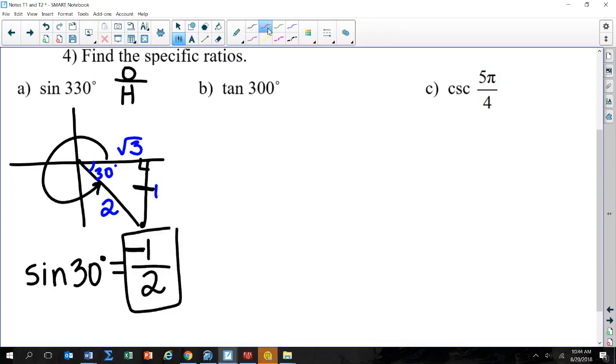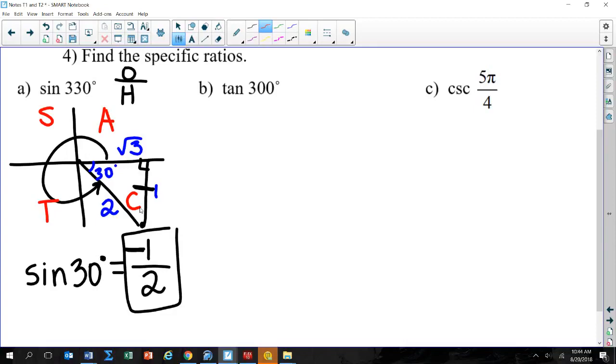Does anybody remember the phrase that helps us remember what's positive in each quadrant? Yeah, you got it. All students take calculus. So what is positive in the fourth quadrant? Cosine. And what else? Secant, the reciprocal of cosine. If cosine and secant are the only two ratios that are positive, then sine must be negative in the fourth quadrant. I always use that as a check.